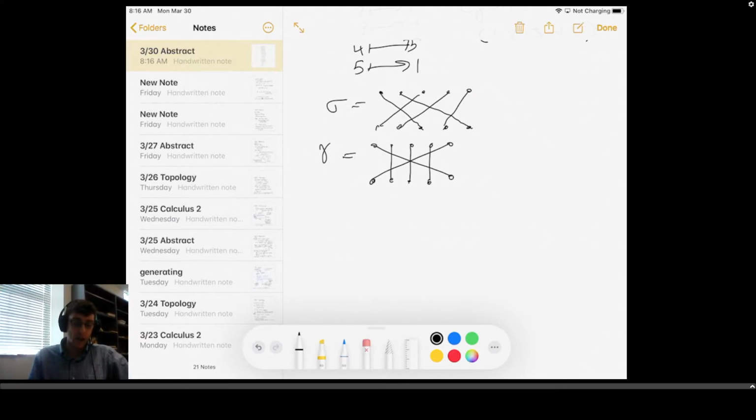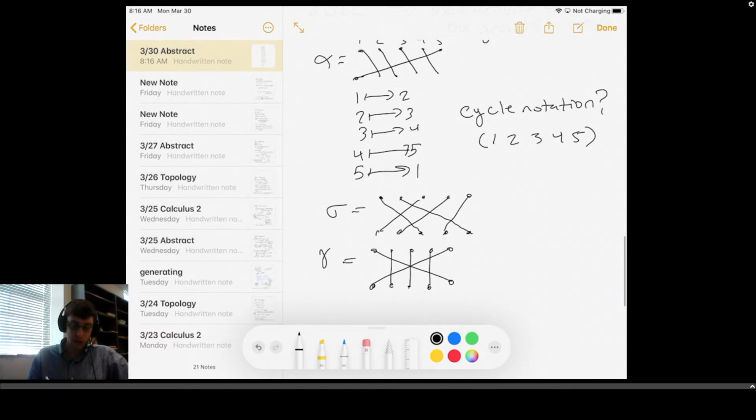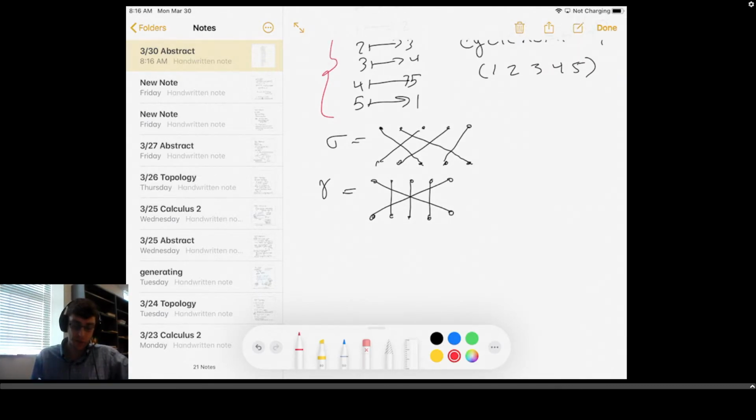All right, so in words, which for me just meant basically saying what I said while writing this, right? If you're thinking about these in terms of how you would describe them to someone, I think the easiest way is just to tell them what is sent to what. So for me, I'm thinking, okay, 1 goes to 3, 2 goes to 5, 3 goes to 1, 4 goes to 2, and then 5 goes to 4.